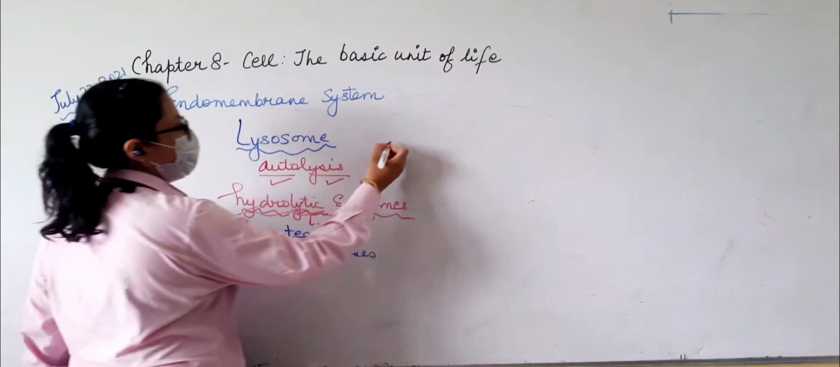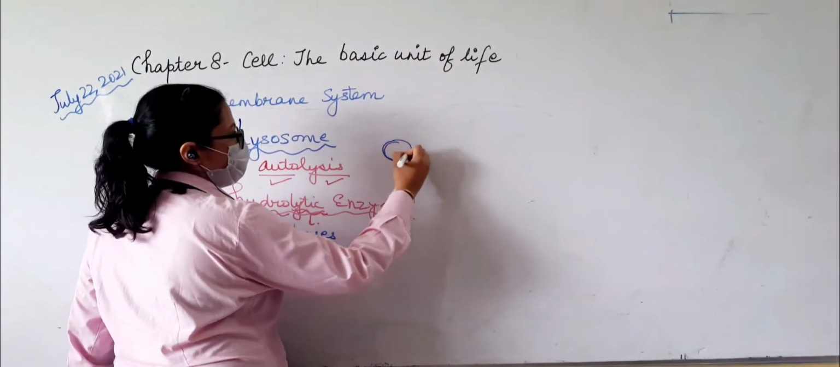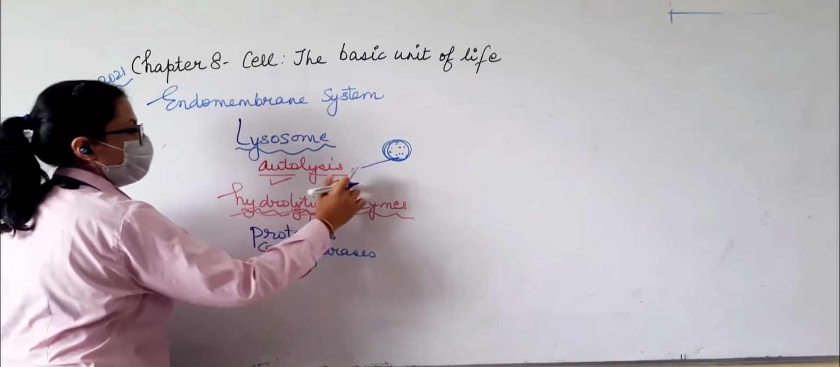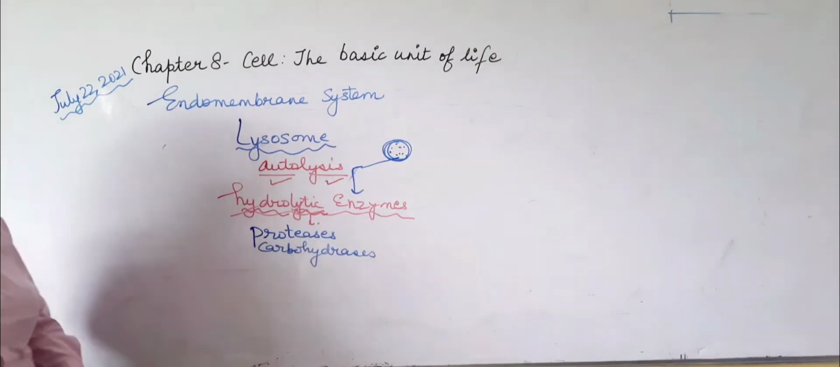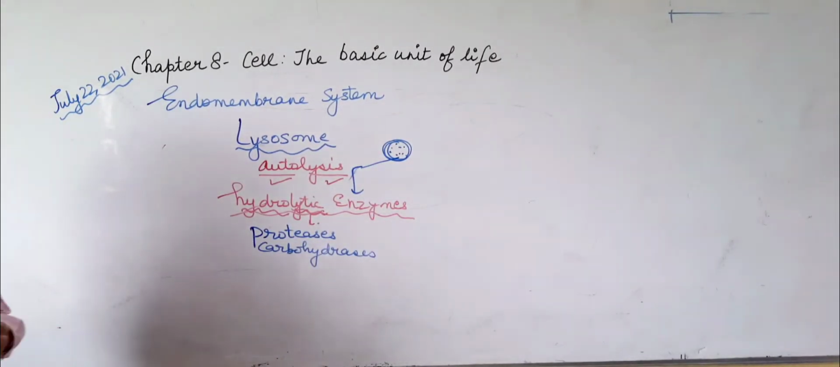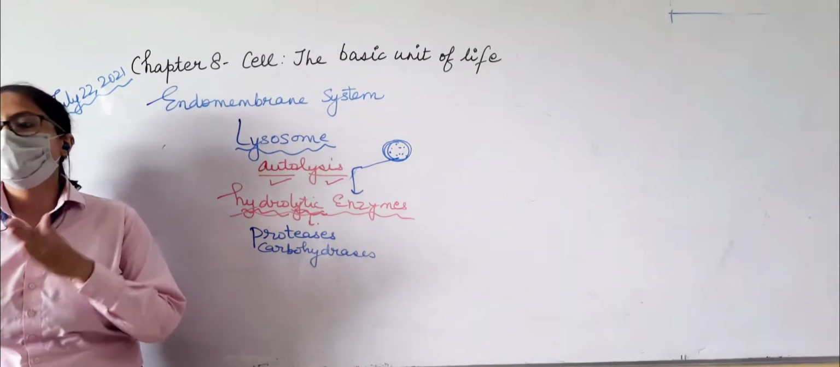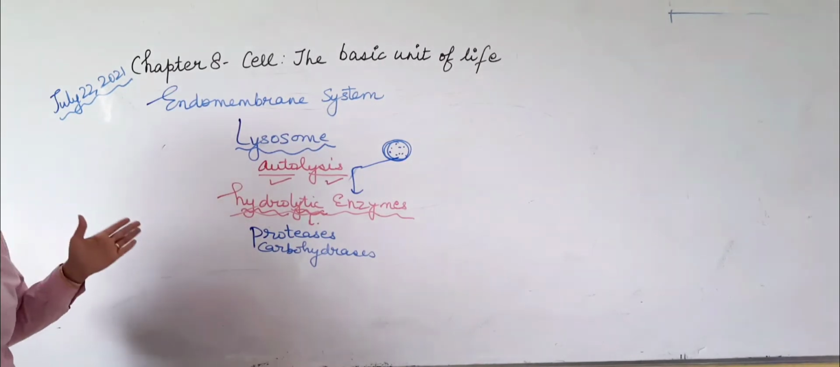So the lysosome will have this membrane, and we represent these dot structures as these hydrolytic enzymes, which will help the cell to survive in stressful conditions. It will start degrading itself, so it will prevent any damage to the cell. That is the importance of lysosome.